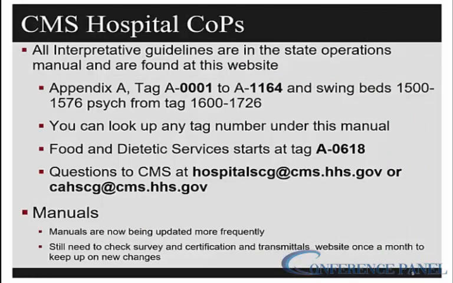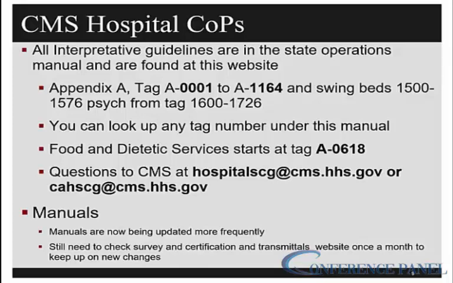The regulations all have, or most of them have, interpretive guidelines, and they are in the State Operations Manual. I'm going to show you what that looks like here shortly. And they're found on the website. I always include the website in all of my programs so you can go right to them. You can look up the tag number in that manual as it relates to any particular one. Food service starts at A618 for the hospitals.